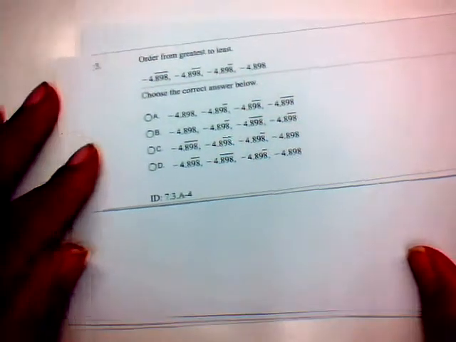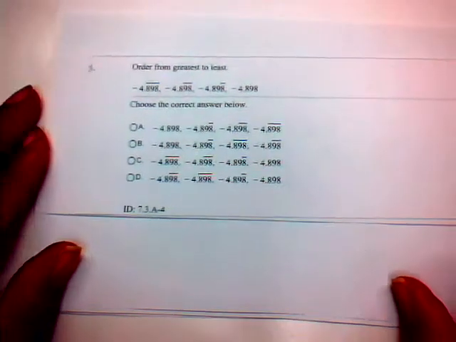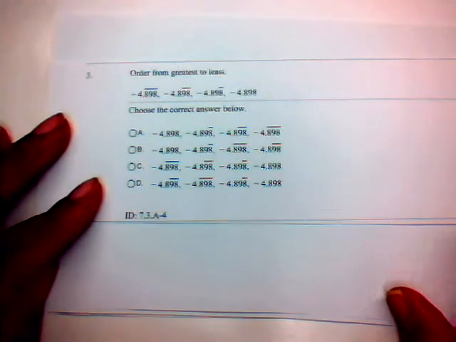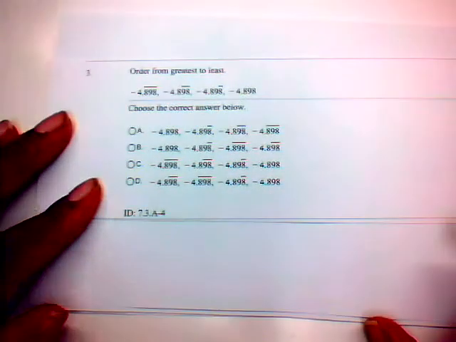Okay. Problem number 3. Okay, now I'll take a look at this one. We're going to order these repeating decimals. Some of them are repeating because of the bar on top, from least to greatest, and those are the numbers here. And what makes it more complicated is that these are negative numbers.